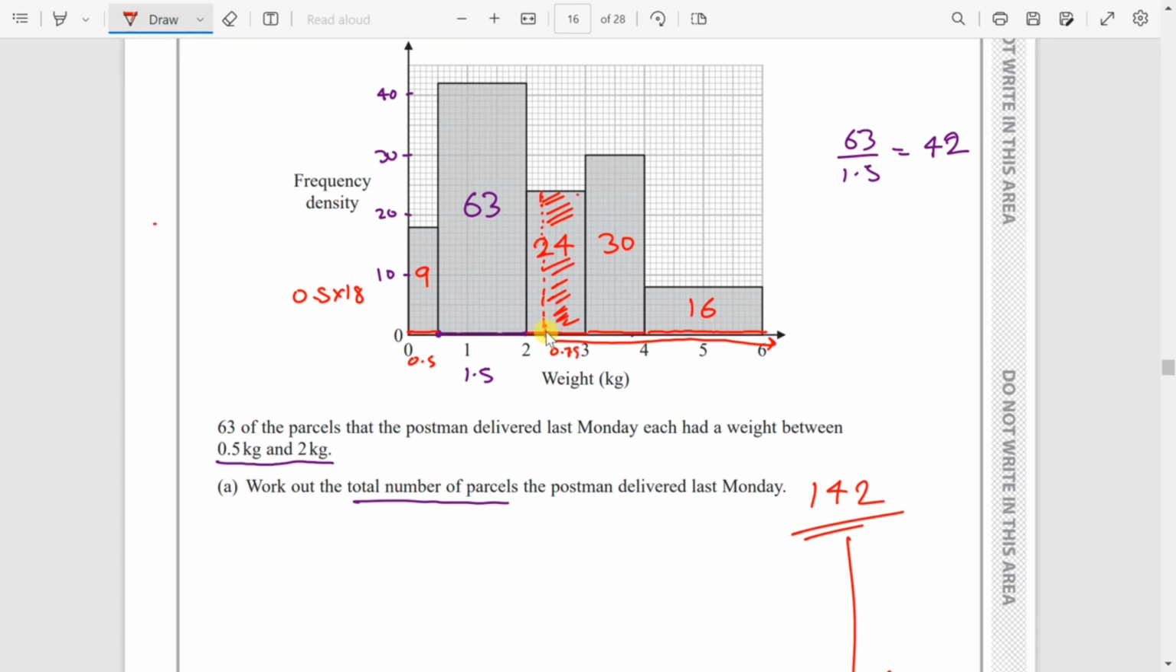So now the new area that they want is 0.75 times your height, which was 24. If we just sketch it here, it's going to be 0.75 across and 24 up. The new area of that block is 18. Of course, the rest will be the same because they said more than 2.25. So the 30 is still there, and the 16 is still there too. So this is actually how many parcels they're talking about. Let's add up these parcels: 18 plus 30 plus 16. I did that and you get 64. So they're talking about 64 parcels out of the 142.